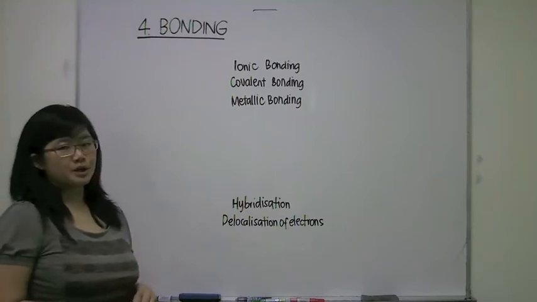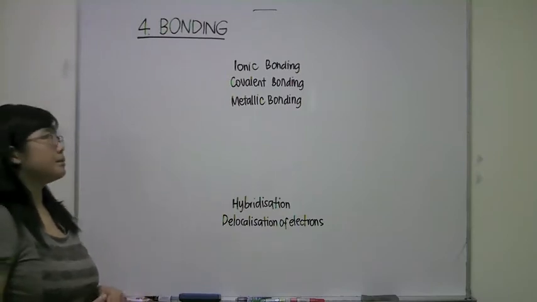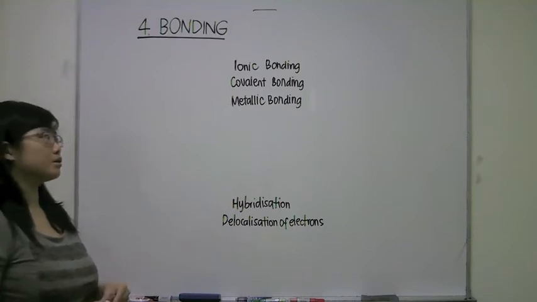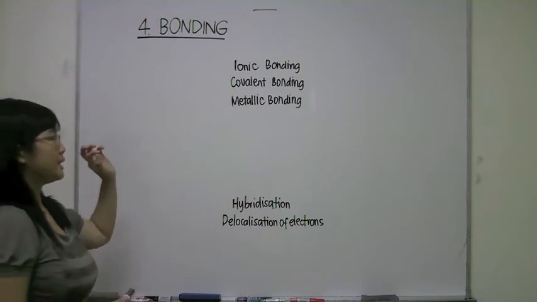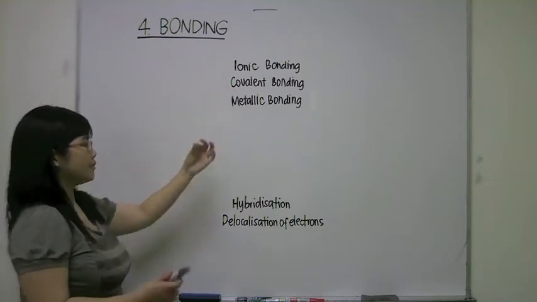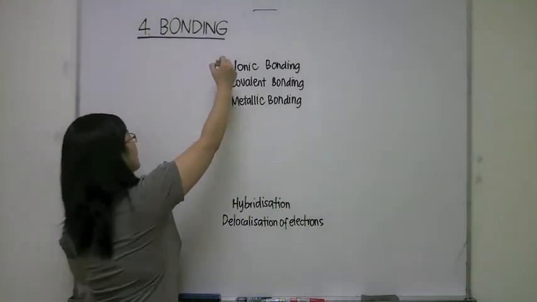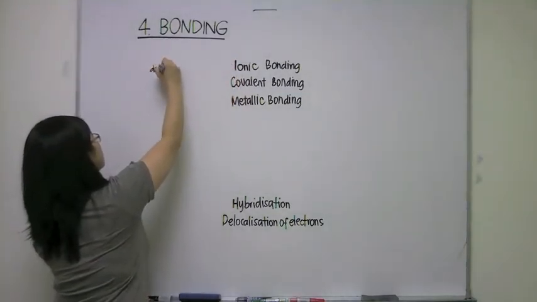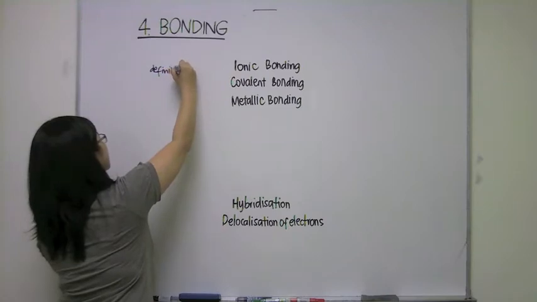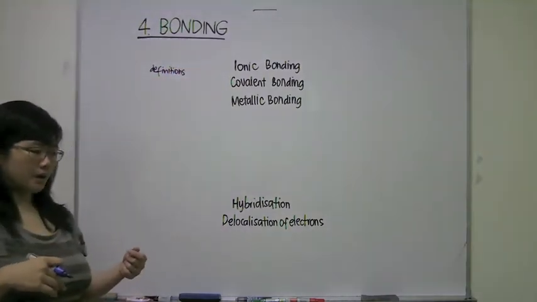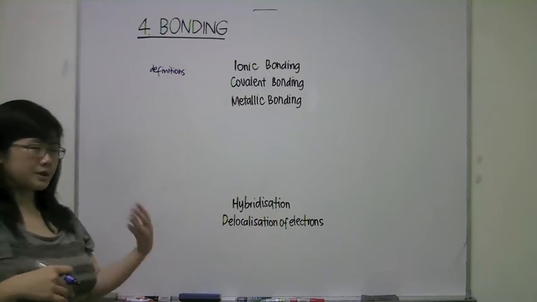Bonding is the fourth chapter in IB Chemistry. Here we'll be discussing the different types of bonds that are present in molecules or compounds, mainly ionic bonding, covalent bonding, and metallic bonding. For these three, we're going to be talking about the definition and the type of elements that will give rise to this type of bonding.